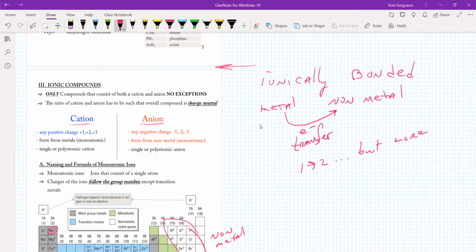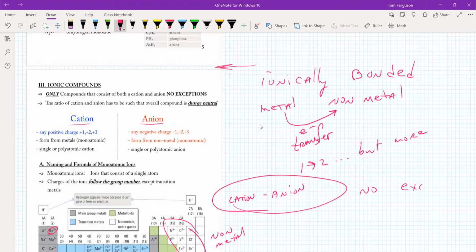Okay, and that means you have an anion and a cation. Cation is always first, anion is always second. Now, for an ionically bonded compound, no exceptions, you have to have this. If it's something other than that, it's not an ionic bond. It can be a covalent bond, it could be a lot of other things.